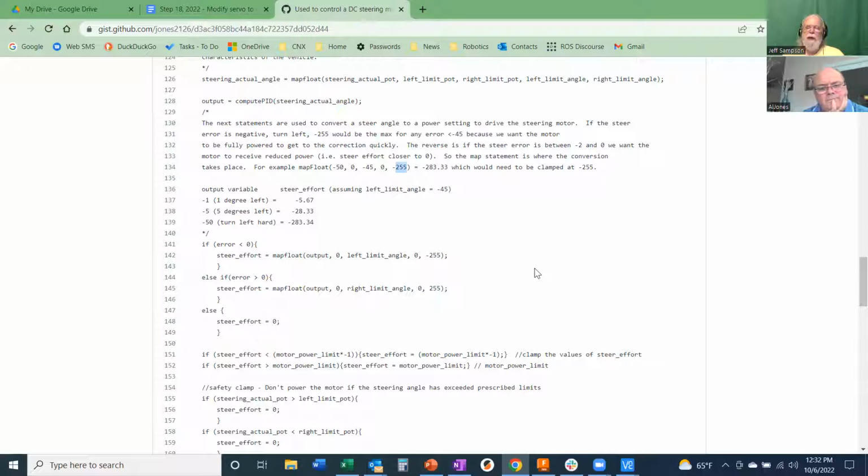So you're trying to map it to something else here because I'm not sure why you were trying to do this. Well, because I wanted a value between 0 and 255 for steer effort.